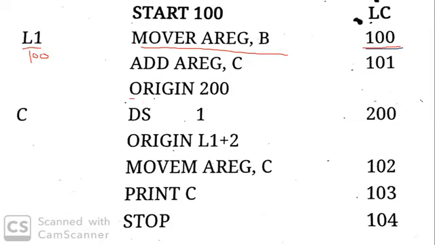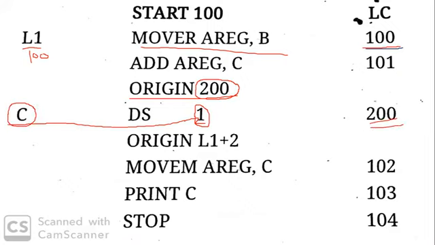After that, we can see ORIGIN 200. ORIGIN is the advanced assembler directive, and we can pass one constant value as 200. This 200 location will be assigned to the next instruction, and the next instruction in our code is nothing but C DS 1. C is the symbolic name, DS is declare storage, a declarative statement, and here 1 represents the corresponding memory words assigned to that particular variable C. Now the address of this variable, the symbol C, is given as 200.